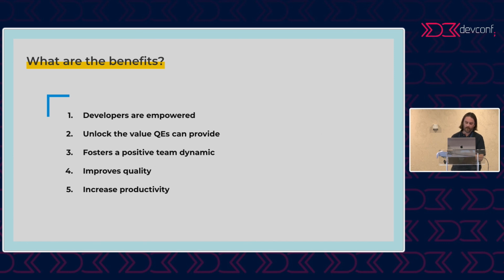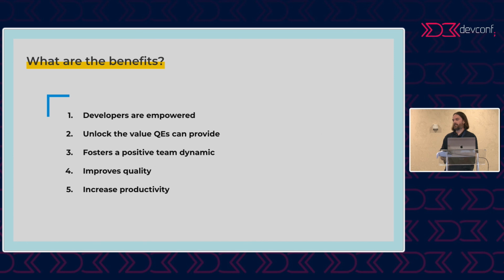The second one is about unlocking the value that quality engineers provide. If your quality engineers are constantly testing work for developers, they're going to be so busy doing that you're not going to get any other value from them. You're not going to be able to unlock all that value that they can provide in many other ways, which we'll also get into a little bit later in more detail.